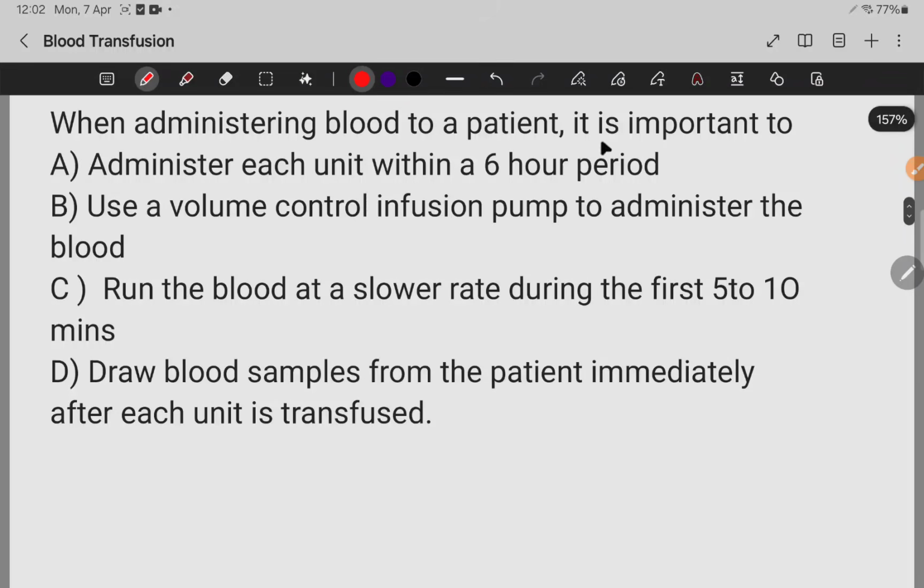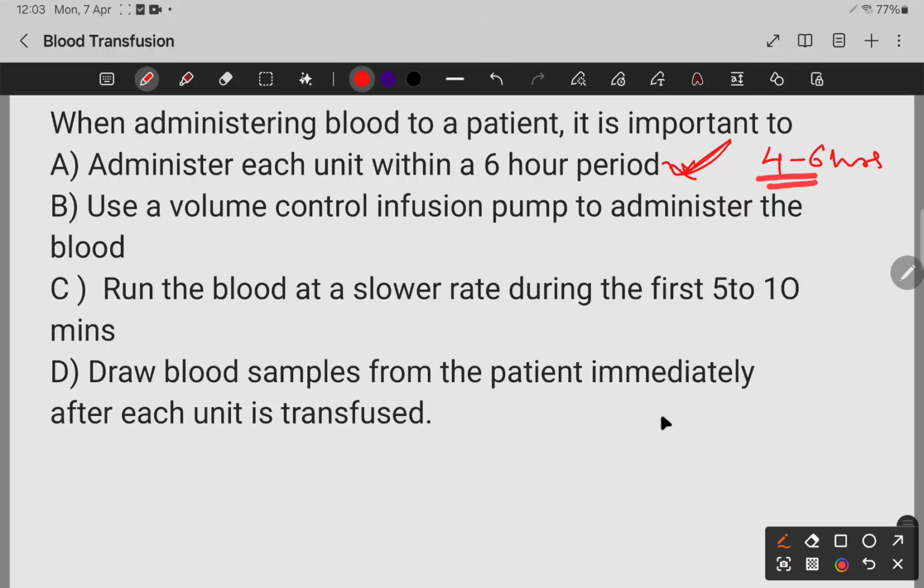When you are administering blood to a patient, it is important to: administer each unit within a 6-hour period; use a volume control infusion pump to administer the blood; run the blood at a slower rate during the first 5 to 10 minutes; draw blood samples from the patient immediately after each unit is transfused. So administer each unit within 6-hour period, this is wrong. Okay, we have to give within this, this is right, but they are asking the most important.